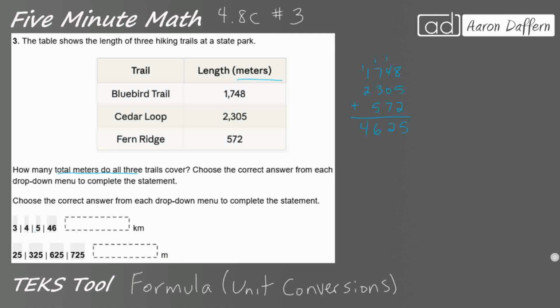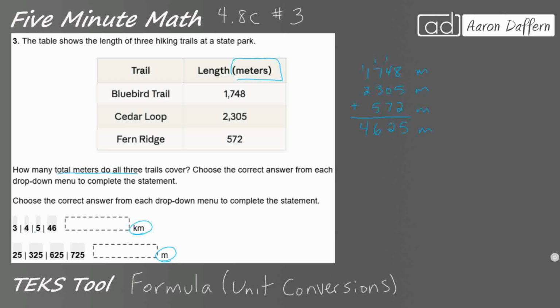Now, what I've been adding has been meters. So let's put our units on here. So we are now at a total of 4,625 meters, which is not an answer choice. But take a look at the units here. We've got kilometers and we've got meters. All right, so there is a unit conversion that we are going to need here.